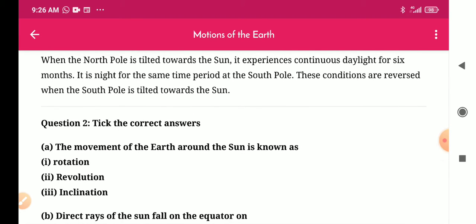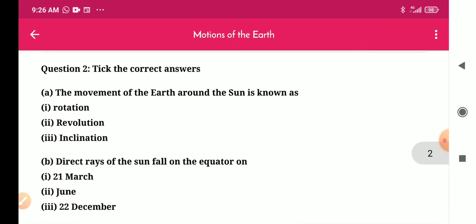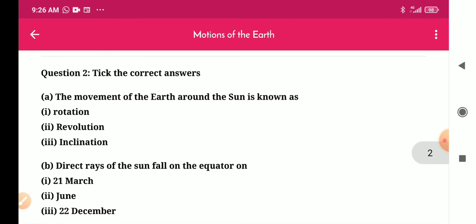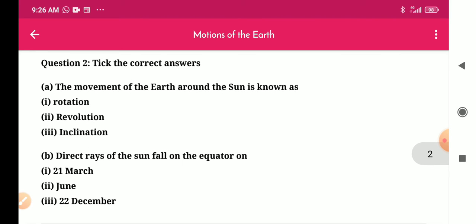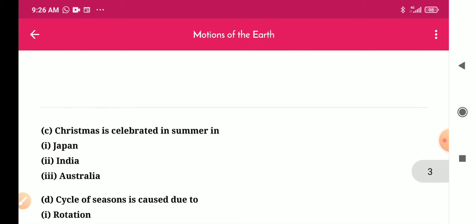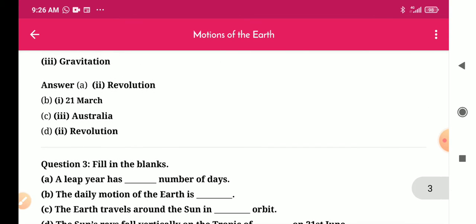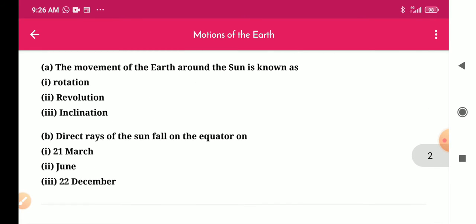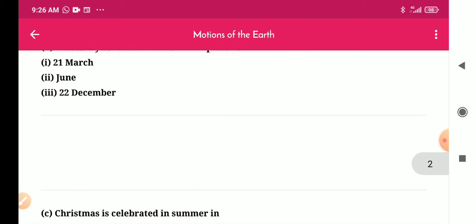Question number 2. Tick the correct answers. A. The movement of the Earth around the Sun is known as. Options are given: rotation, revolution, inclination. Answer of first is revolution. B. Direct rays of the Sun fall on the equator on. Options are given: 21 March, 21 June and 22 December. Then the answer is 21 March.